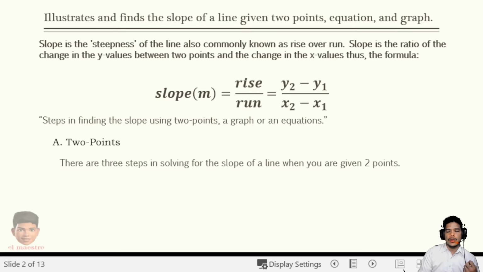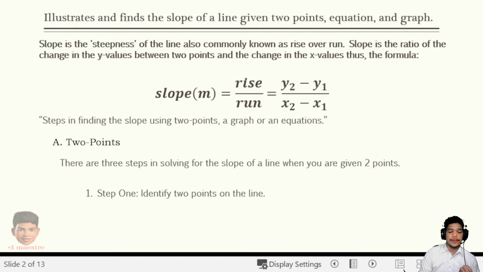So the first step is, of course, we have to identify 2 points on the line. Make sure that these 2 points lie on the same line. One point cannot be on one line and the other point on a different line, so we cannot solve the slope then.